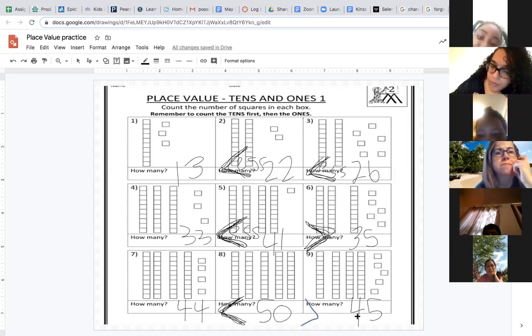50 is greater than 45. That is exactly right.